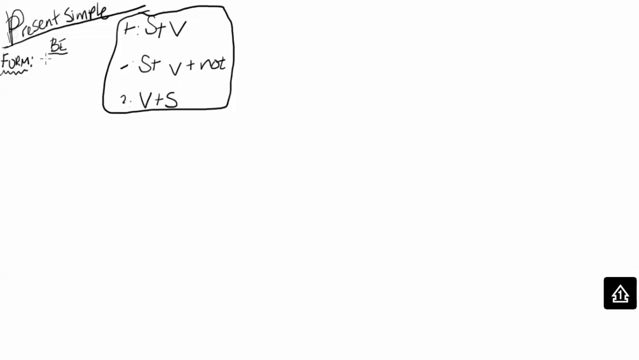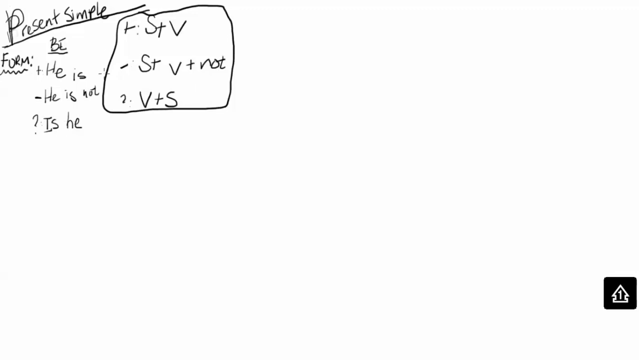So the verb be follows it exactly. The subject, let's say, is he. The verb is. So that's affirmative. Negative, he is not. And the question is he. So it follows it exactly. We have subject plus verb, he is. Subject plus verb plus not, he is not. And verb plus subject, is he.